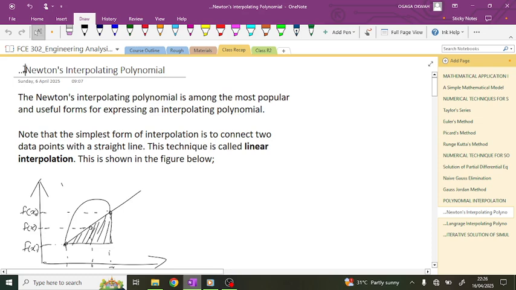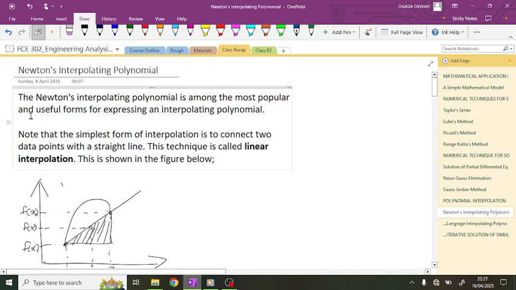Newton's interpolating polynomial is among the most popular and useful forms of expressing an interpolating polynomial. Note that the simplest form of interpolation is to connect two data points with a straight line. Very simple. This technique is called linear interpolation and is shown below. That is, if we have this point, this point, this point, just use a straight line. That's the simplest form of interpolation. It connects two data points with a straight line.